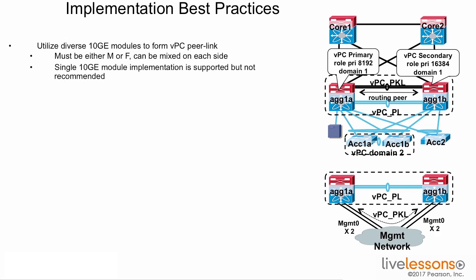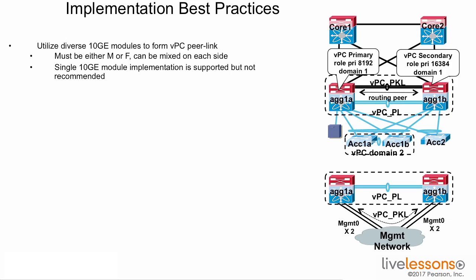The first one is to utilize diverse 10 gig modules to form the vPC peer link. If you're not using a modular switch, you also might try to use diverse port groups on the fixed configuration switch for vPC peer link members. These links must either be M or F and can be mixed on each side. These links can also be on a Nexus 5000 or a 6000 that do not have M or F modules.